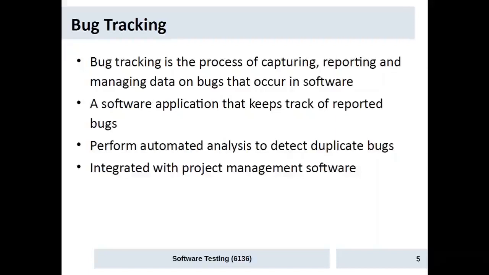So what is bug tracking? Bug tracking is the process of capturing, reporting, and managing data on bugs that occur in software. So when the tester detects a defect in the application, he enters that defect into the bug tracking system or defect tracking system. So it is a software application that keeps track of reported bugs.